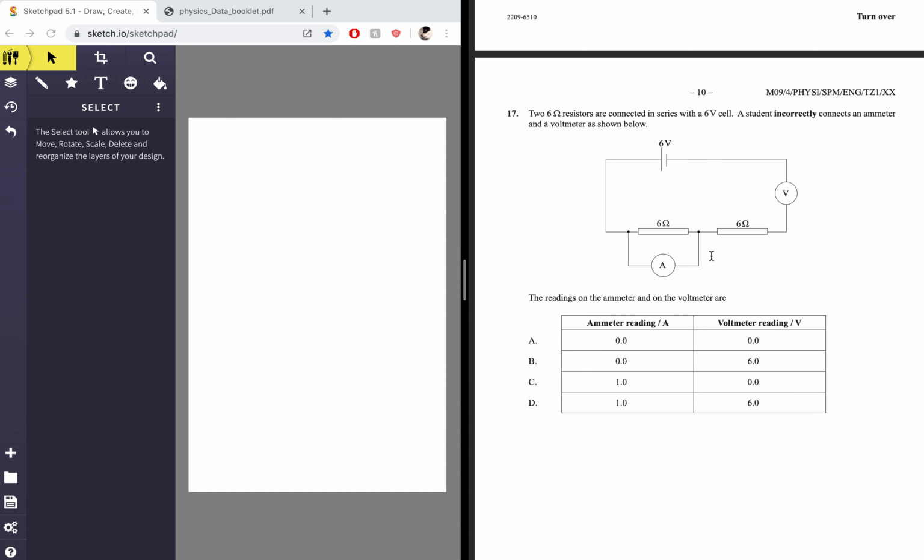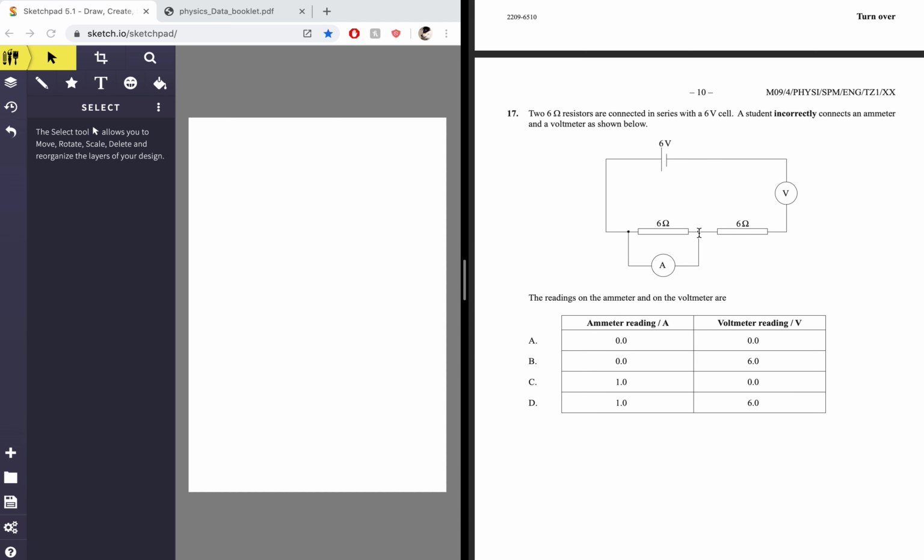Okay, so we know this is incorrect because you're not supposed to put an ammeter in parallel, and you're not supposed to put a voltmeter in series. Ideally a voltmeter has infinite resistance, which implies that there is no current at this point, because no electrons can get through. So hence current is 0 here, and that means that current is also 0 here because this is just in series.